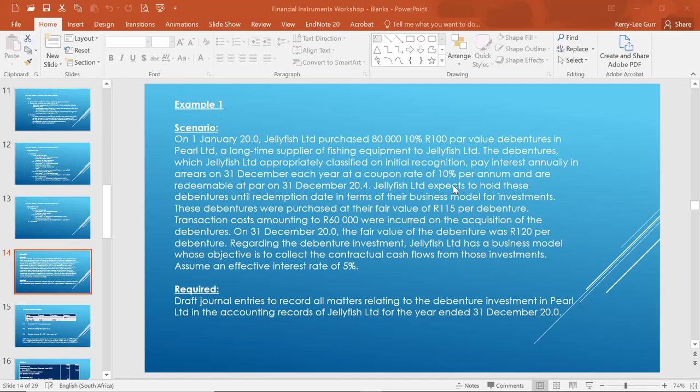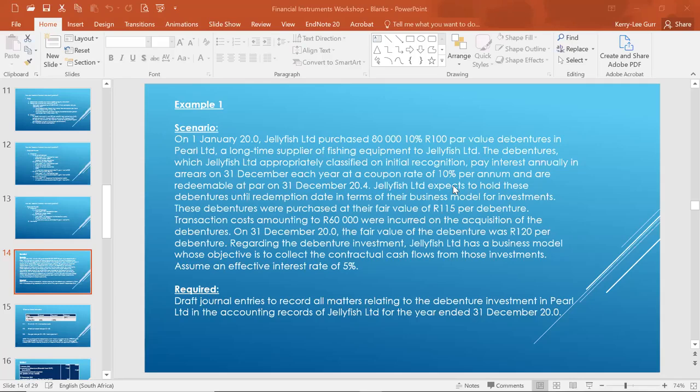Transaction costs amounting to 60,000 Rand were incurred on the acquisition of the debentures, and on the 31st of December 20.0, the fair value of the debenture was 120 Rand per debenture. Regarding the debenture investment, Jellyfish Limited has a business model whose objective is to collect the contractual cash flows from those investments, and we are to assume an effective interest rate of 5%. You are then required to draft the journal entries to record all matters relating to the debenture investment in Pearl Limited in the accounting records of Jellyfish Limited for the year ended 31st December 20.0.